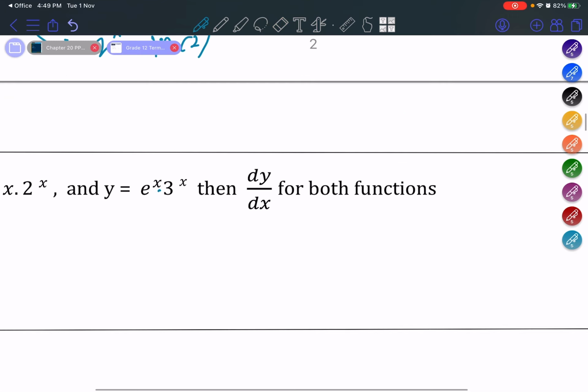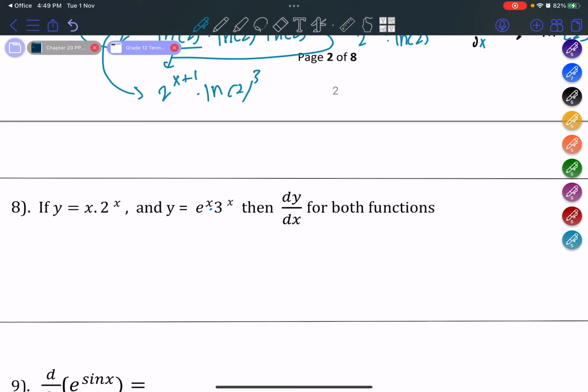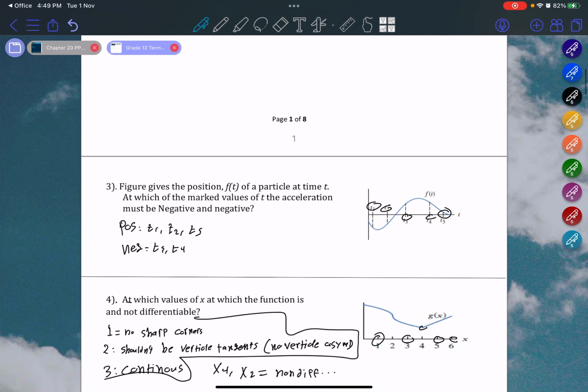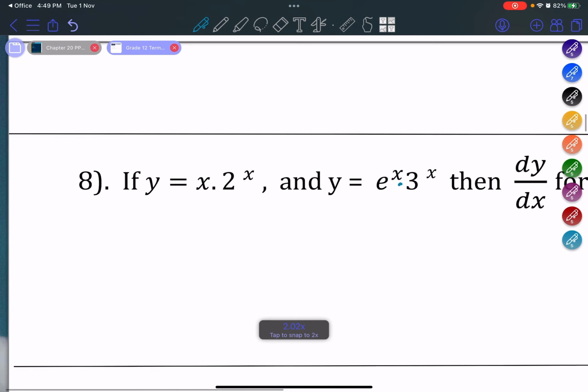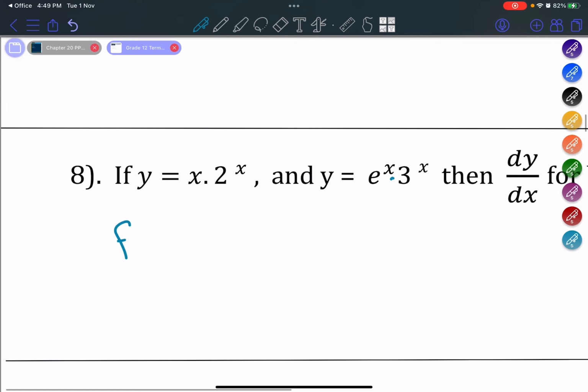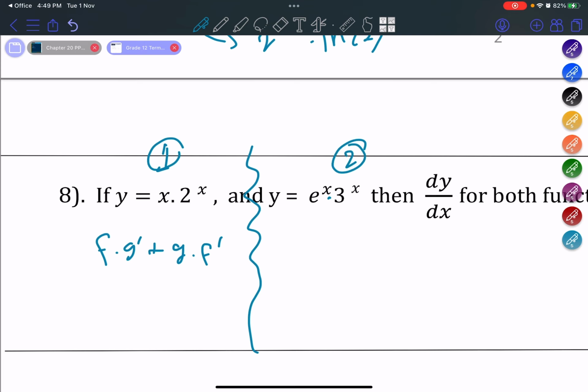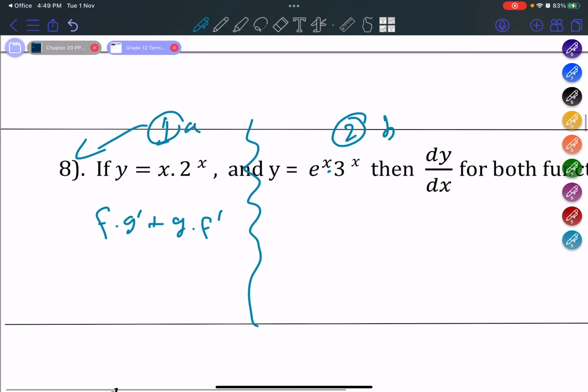So they basically want us to use the product rule. What is the product rule? You can find it in the other video that I've made explaining each of these required skills for the exam. I'll just write it right away. It is basically f times g prime plus g times f prime. Now, these are actually two separate questions. So this is question 1, and this is question 2, or you can say this is A and B of question 8.